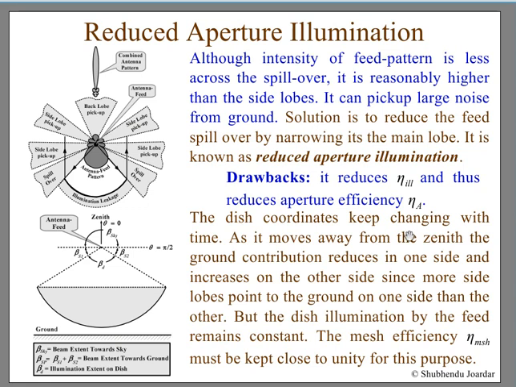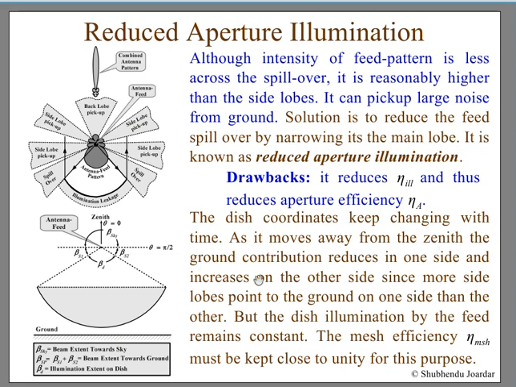The dish coordinates keep changing with time. As it moves away from the zenith, the ground contribution reduces on one side and increases on the other side. Okay, if this is a dish now, you see that this angle will be the ground contribution, this angle will be the ground contribution. If you change its position, more of this will be coming on this side, whereas this angle towards the ground will reduce. That is what it says. And these are not well balanced.